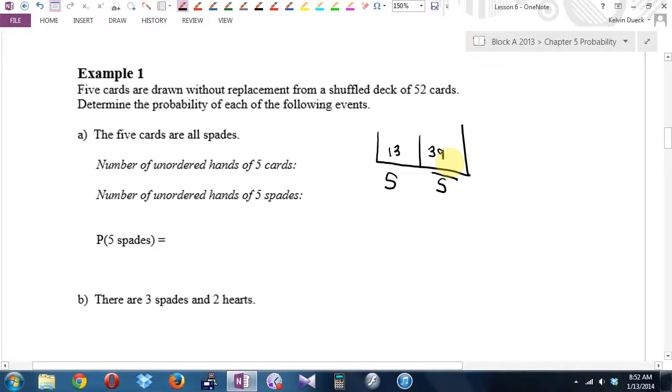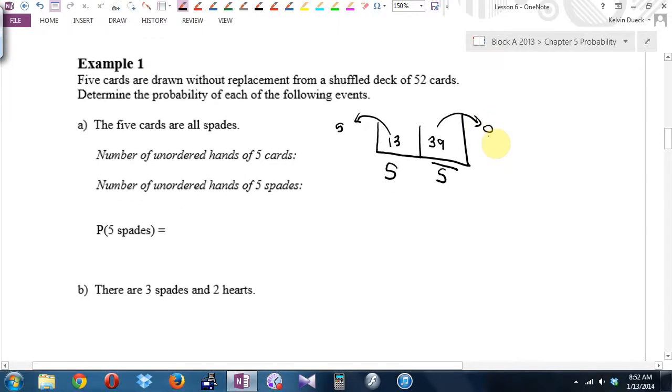Hey, how many spades do they want us to pick, Christina, for this particular question for part A? 5. How many non-spades do they want me to pick? It's a trick question. Sure, anyone. How many non-spades do they want me to pick then? It's a trick question. None. As a number, please. 0. Okay. Now, if I wanted to know how many different ways that I can do that, it would be 13 choose 5, and 39 choose 0.